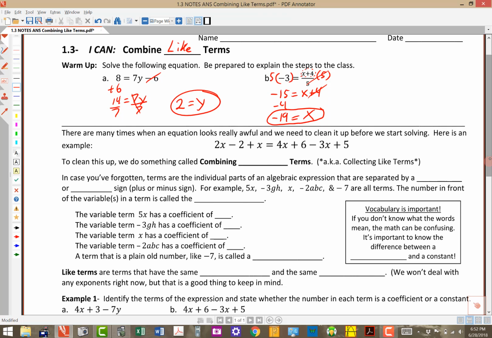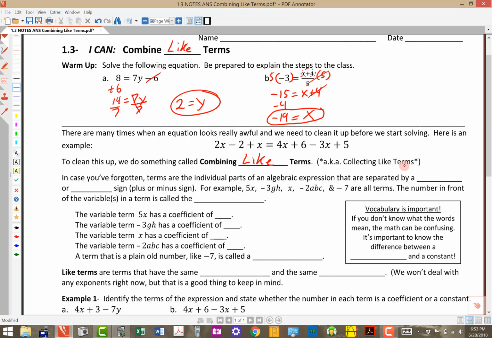So we may run into an equation in the future that looks something like this ugly example right here. All right, and before we start solving it, we would want to clean it up. Well, the math way of saying clean it up is we're going to do something called combining like terms. Combining like terms is a type of simplifying an expression or simplifying an equation or simplifying sides. You may have heard it called collecting like terms. Either one's fine. Combining like terms, collecting like terms, either one of those is okay.